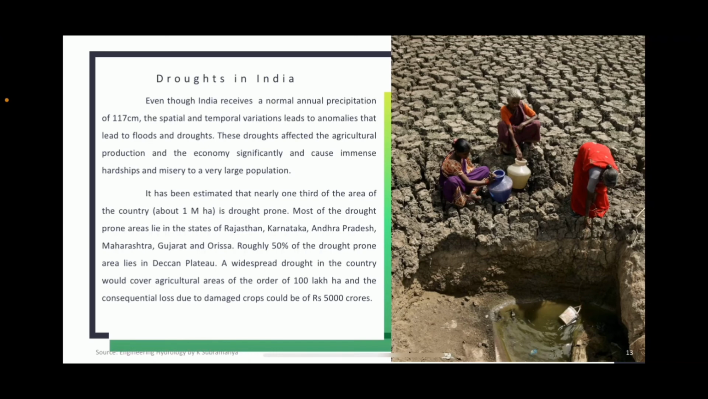Most of the drought-prone areas lie in the states of Rajasthan, Karnataka, Andhra Pradesh, Maharashtra, Gujarat, and Orissa. Roughly 50% of the drought-prone area lies in Deccan Plateau. A widespread drought in the country would cover agricultural areas of the order of 100 lakh hectares, and the consequential loss due to damaged crops could be 5,000 crores.